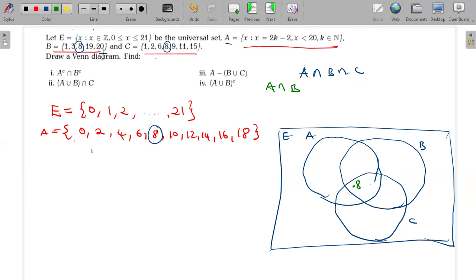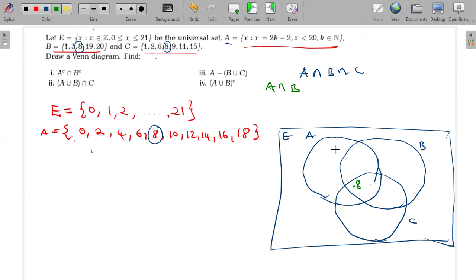So this is my A, and that's my B. So I look at what is common in both of these two sets here. So 1, it's not there. 19, it's not there. 20, it's not there. So you see that the only element that is common between A and B is the 8, which we've already written out.